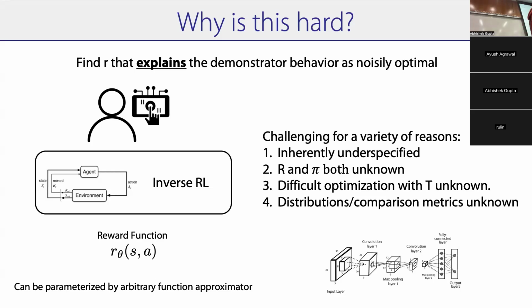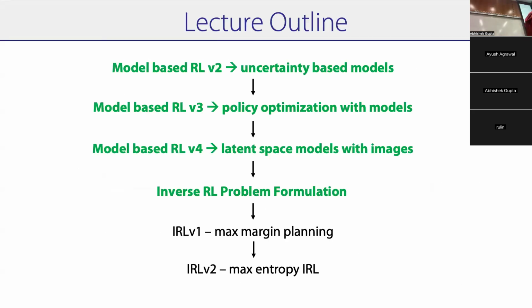And you often don't know how to compare things. Like if you have two different trajectories, or two different rewards, you don't know how to compare which one is better. And so those things make the inverse RL problem hard. That's the basic problem formulation. Let's go through the rest of it next time.